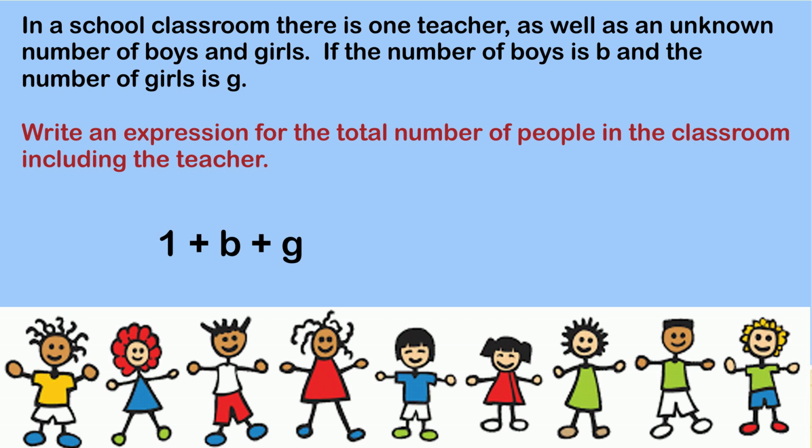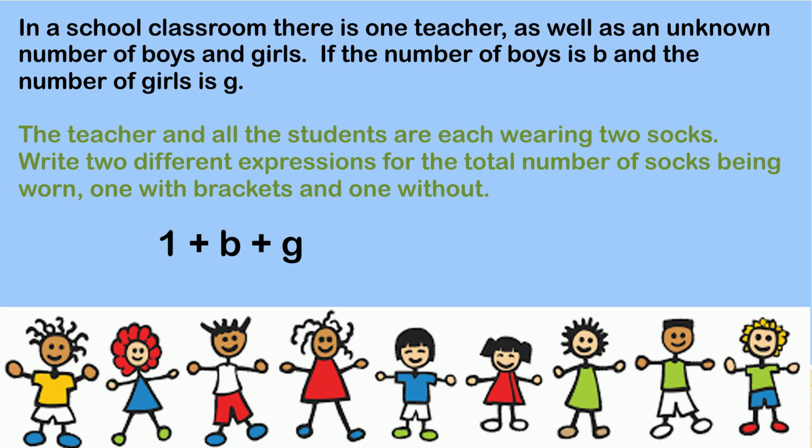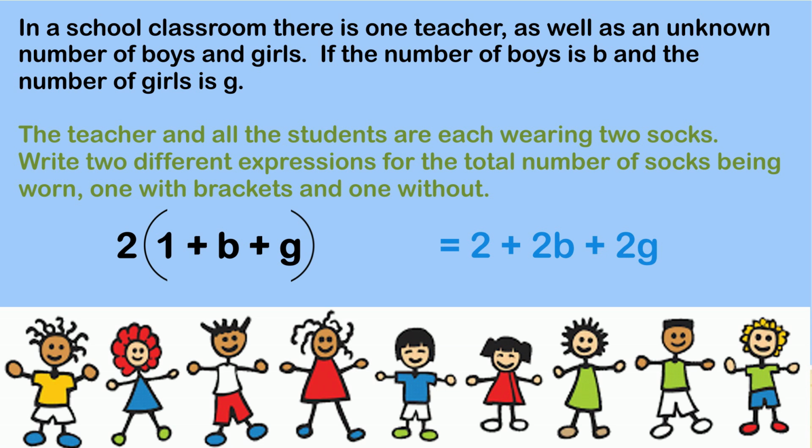This is the expression: 1 + b + g. Second part, the teacher and all the students are each wearing 2 socks. Write 2 different expressions for the total number of socks being worn, one with brackets and one without. Easy. If each one wears 2 socks, that means we need to multiply them all by 2, so we use brackets. And we can also expand it. 2 times 1, 2 times b, 2 times g, so we have 2 socks for the teacher, plus 2b, plus 2g. Now let's review our lesson.